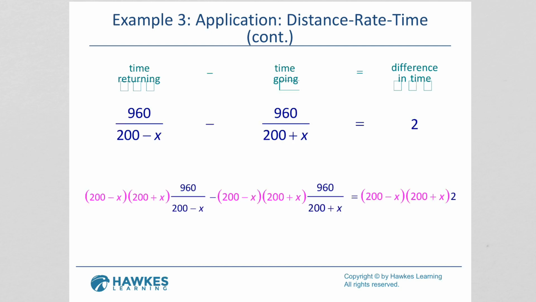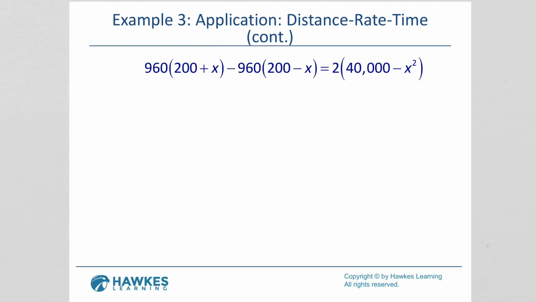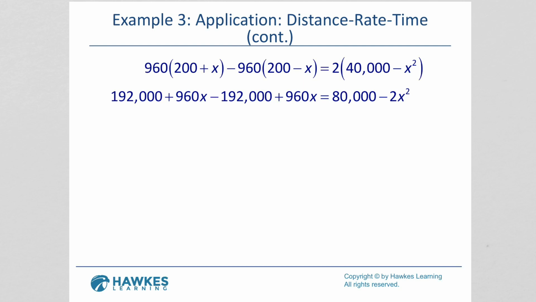So once again, we're multiplying by our lowest common denominator, which would be 200 minus x times 200 plus x. When you simplify that down, you have 960 times 200 plus x minus 960 times 200 minus x equals 2 times 40,000 minus x squared. That's what you get when you multiply it out, the 200 minus x and the 200 plus x. Distributing, we have 192,000 plus 960x minus 192,000 plus 960x equals 80,000 minus 2x squared.